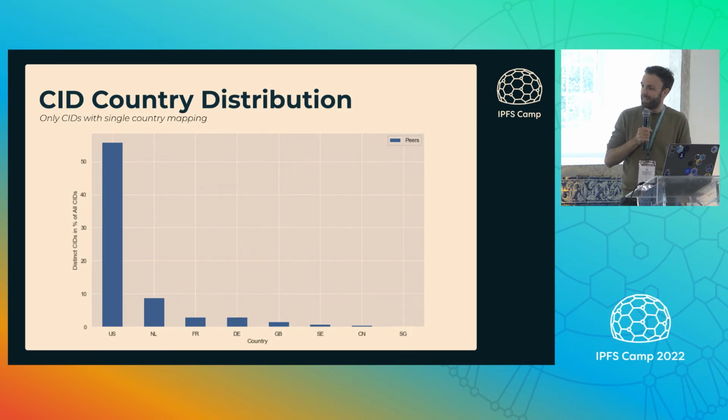This just shows, on the y-axis, the percentage of all CIDs that are associated with the country you can see at the bottom. And you can see on the left, the vast majority is provided from the US. Like 55% of all distinct CIDs that we find in the network have a provider that sits in the US. And then the second most prominent one is the Netherlands, and then France and Germany. And this is actually what we wanted to find out.